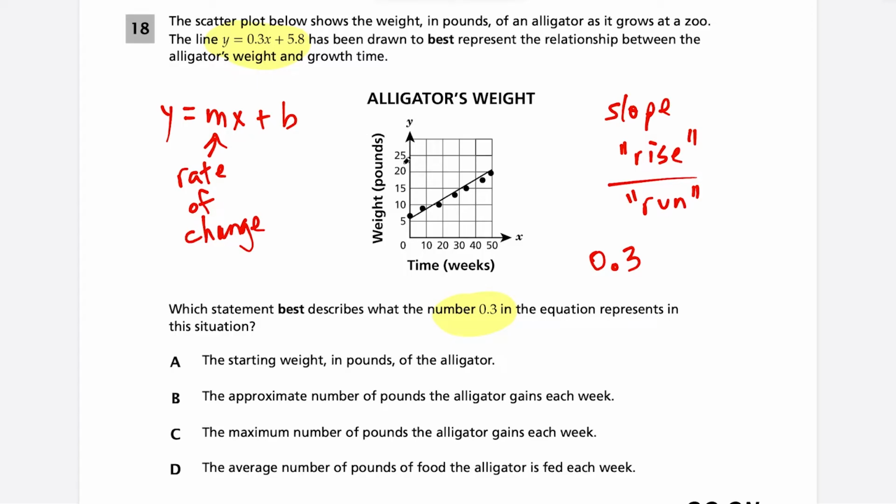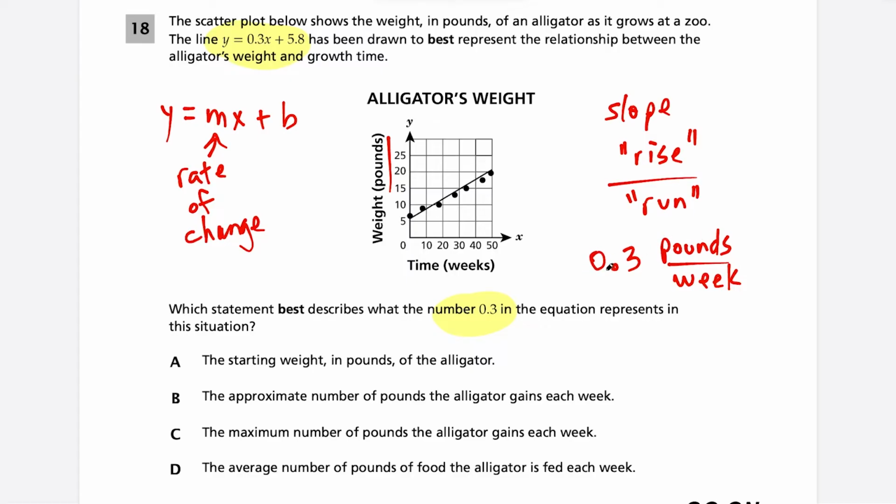So let's think about the rise: the axis is the y-axis, and the units are pounds. So 0.3, if I had to put units for this, would be pounds over the run, the x-axis, and the units for the x-axis are weeks. Okay, so pounds per week. So now piece all of this together. This tells us that the alligator is gaining weight at a rate of 0.3 pounds per week.